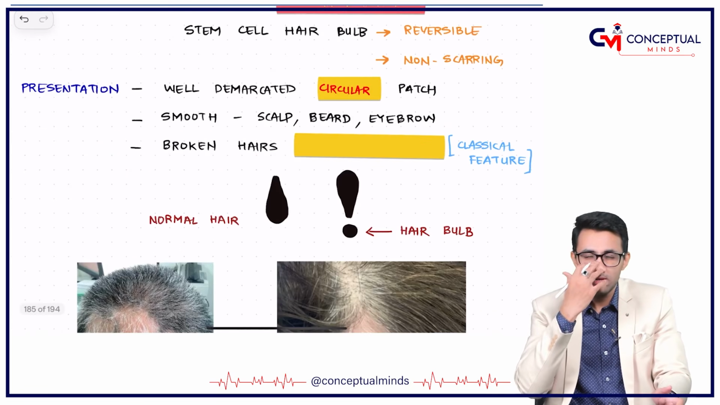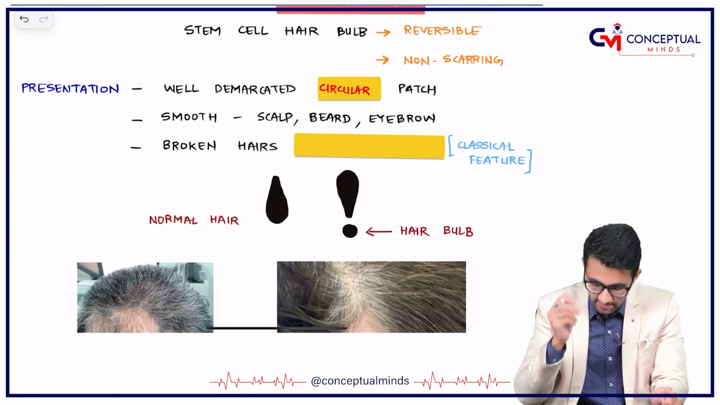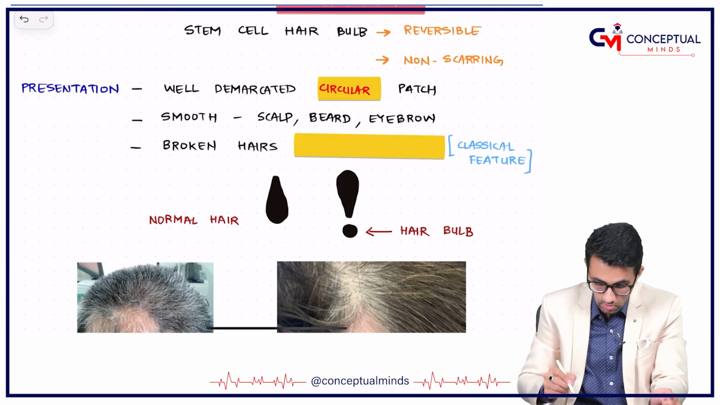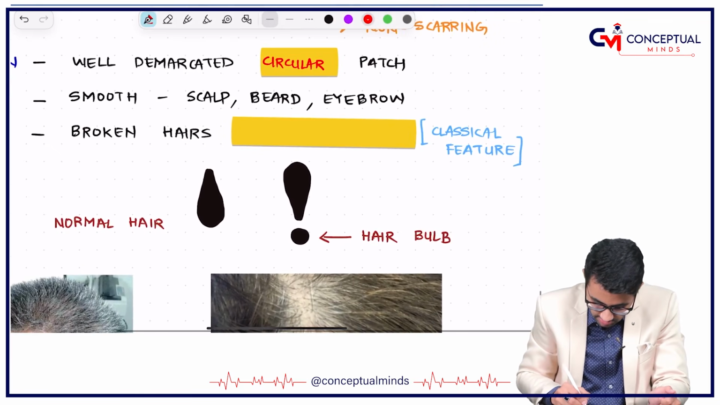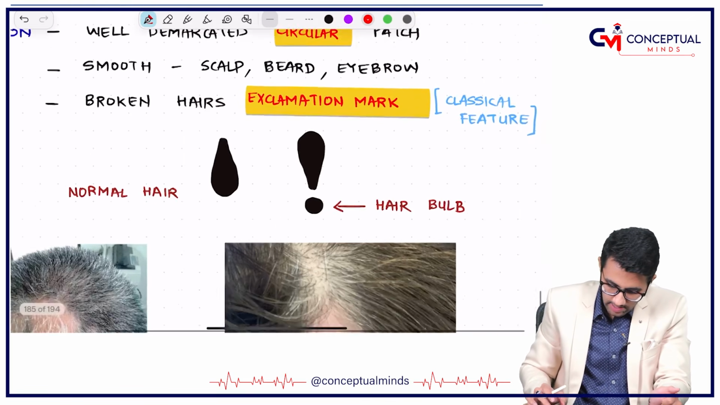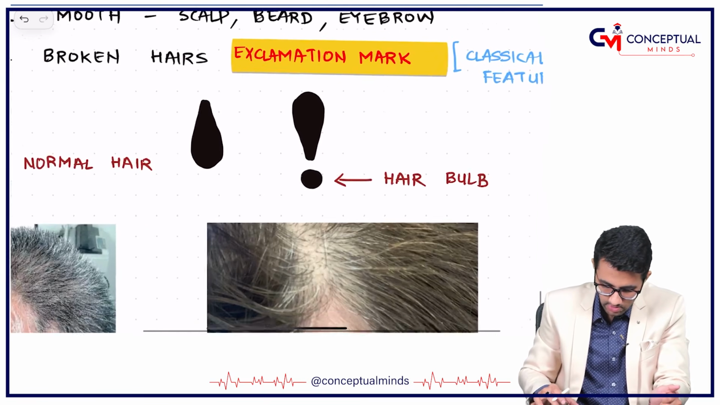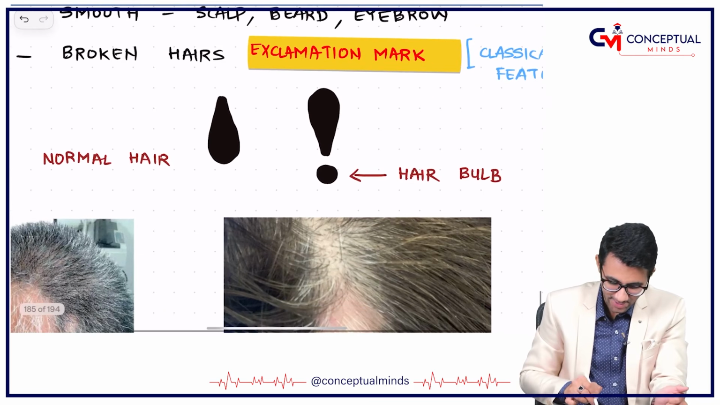Over here we have one condition, a very classical feature. This is known as the exclamation hair, the exclamation mark. First we just have a normal hair. This is the normal hair. I hope you can really appreciate my drawing skills. So normal hair, this is it.